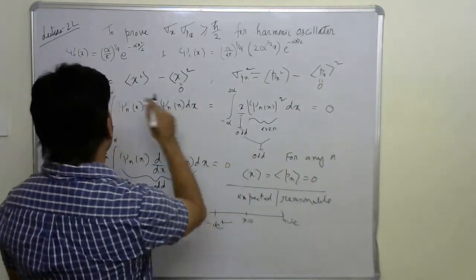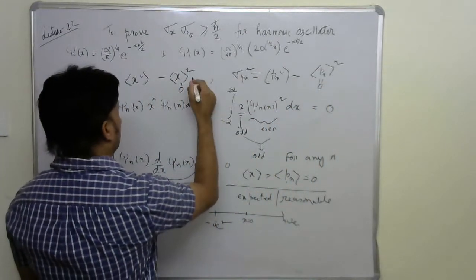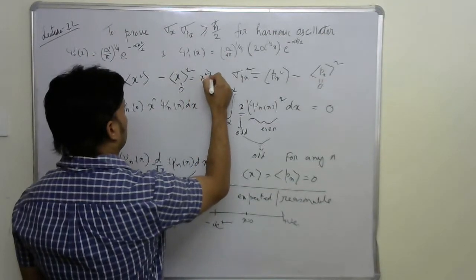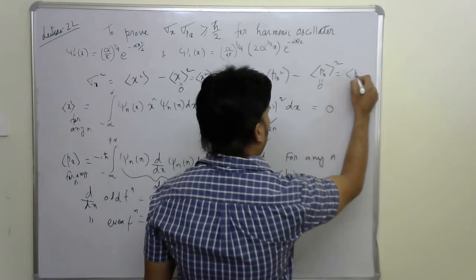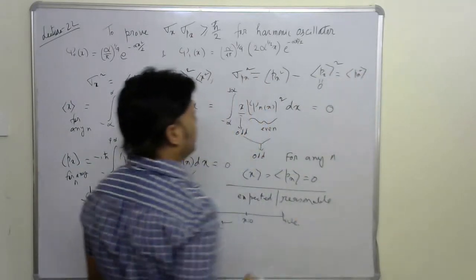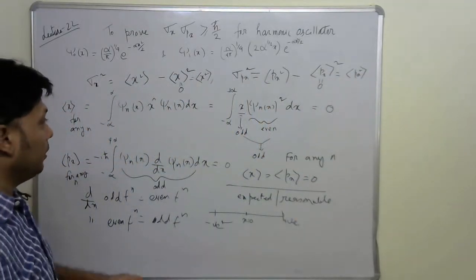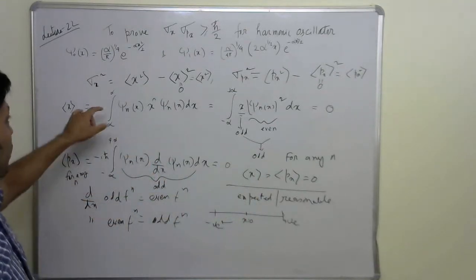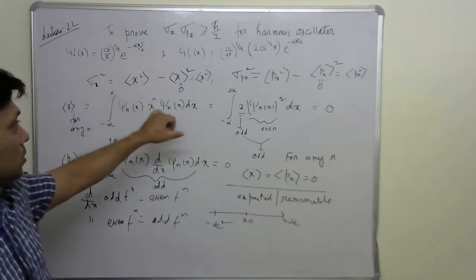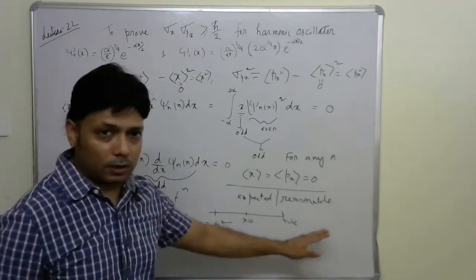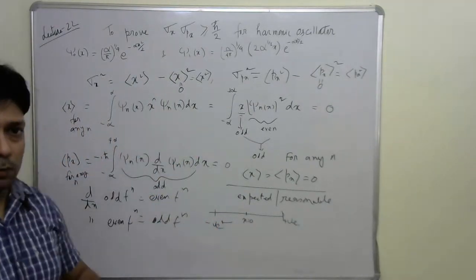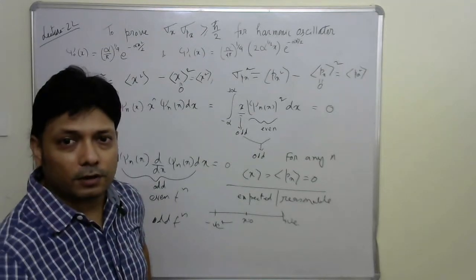So we have already deduced that these values are 0. So sigma x square is therefore the average of x square, and sigma px square is basically the average of px square. Now we are going to find out the average of x square and the average of px square. So I'm going to clean up the board and start over freshly.